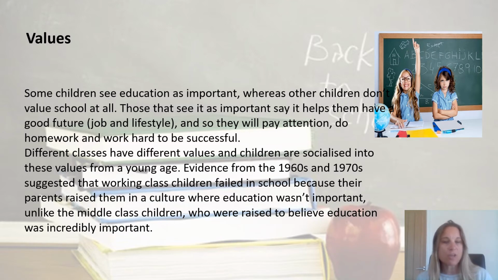There's evidence from the 1960s and 70s that suggests working class children failed in school because their parents raised them in a culture where education wasn't important, unlike the middle class children who were raised to believe education was incredibly important. Again, fill in your table and just jot down whether you think that this lack of the correct values is the fault of the school or the family.